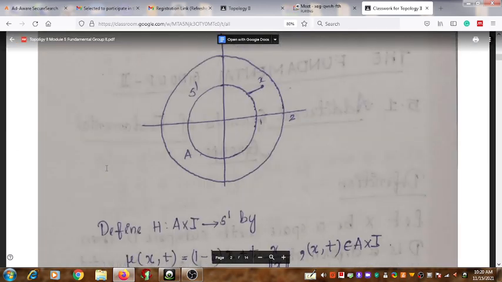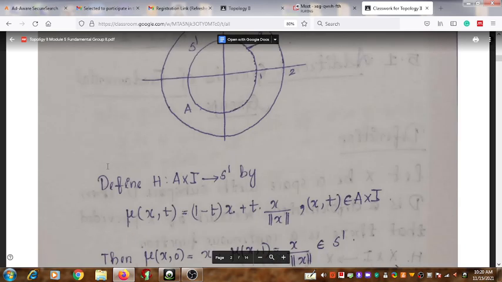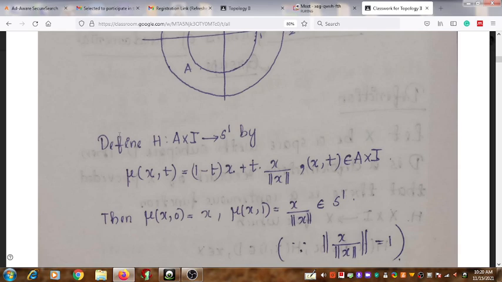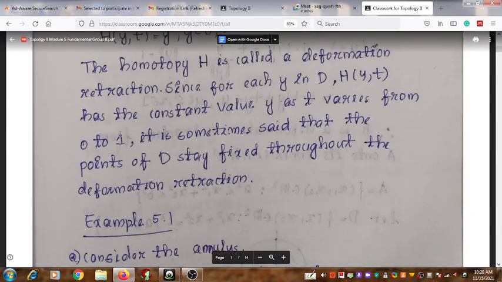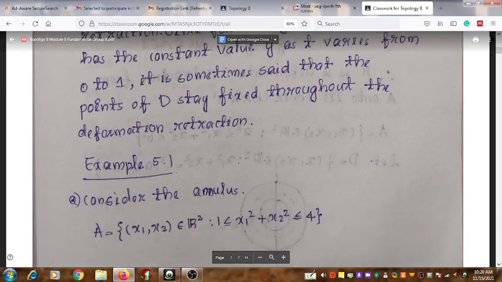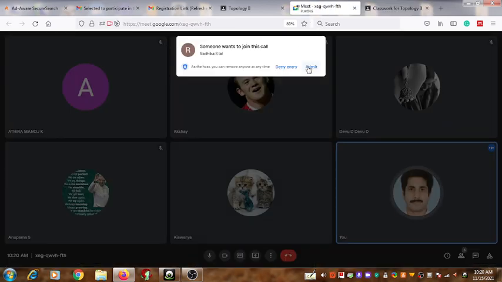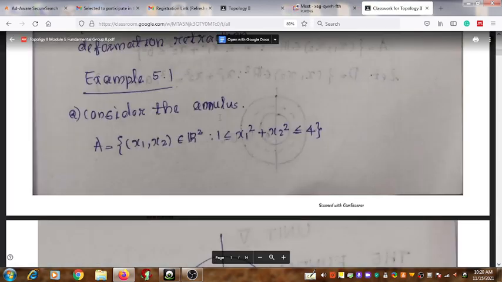After that, we are now able to define a function, a homotopy. Then we want to define a homotopy here.